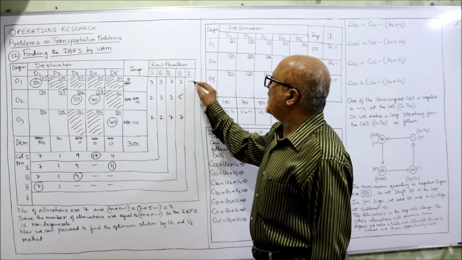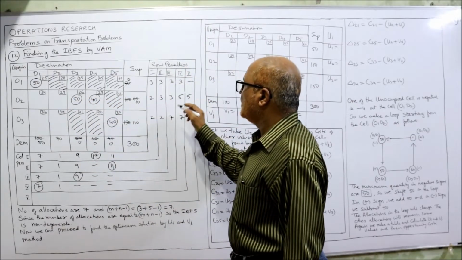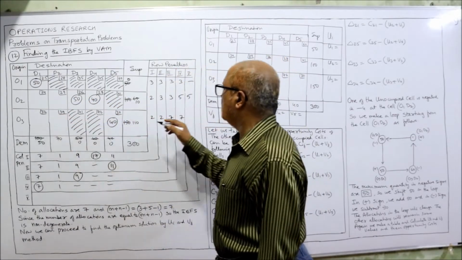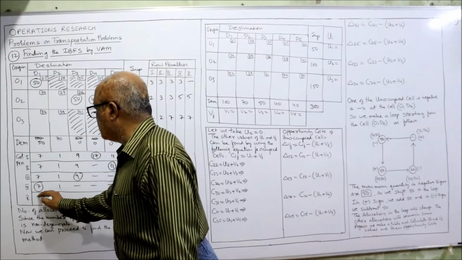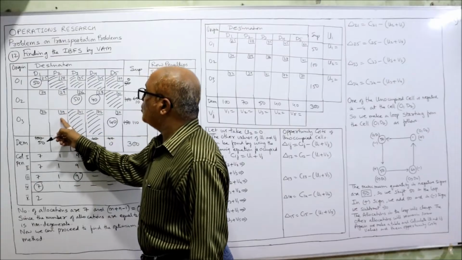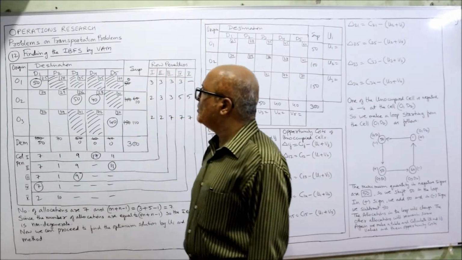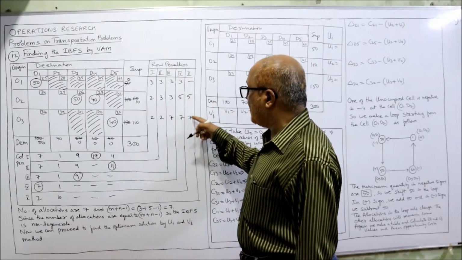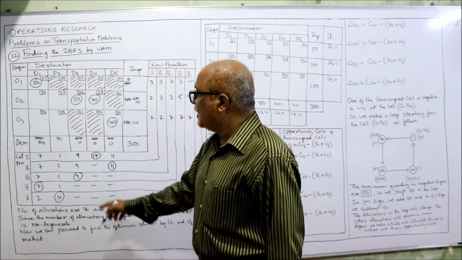Last. First one dash. Second one 29 to 34, 5. Here it is 32 to 39, 7. Column wise 32 to 34, 2. Here 29 to 39, 10. Dash, dash, dash. So highest penalty 5, 7, 10, 2. So 10 is the highest. Select the 10. Then which column?